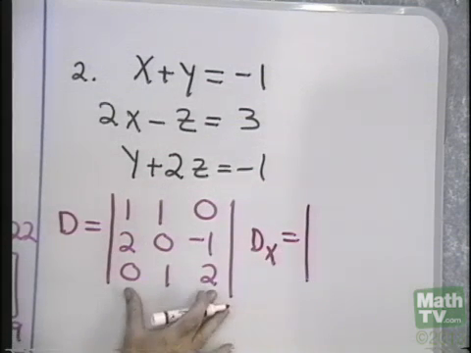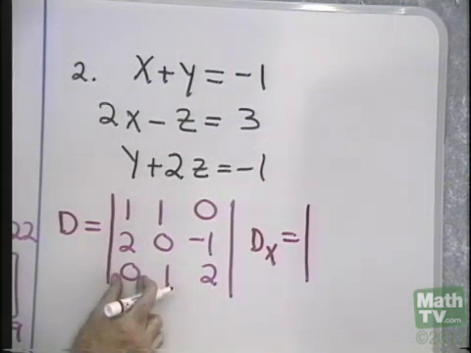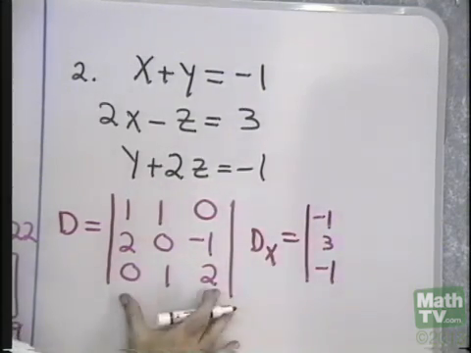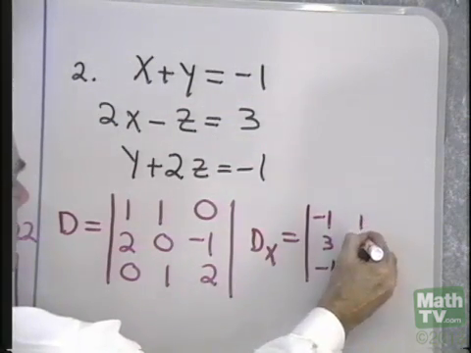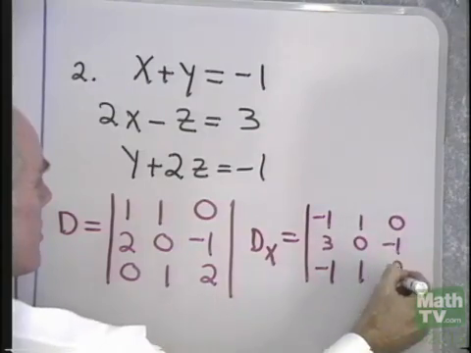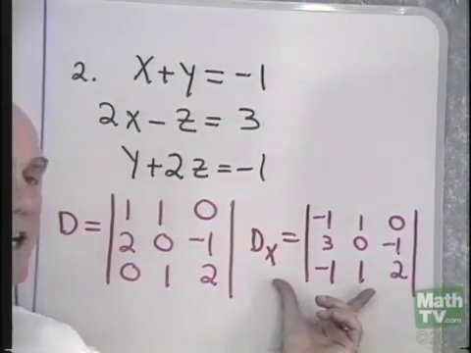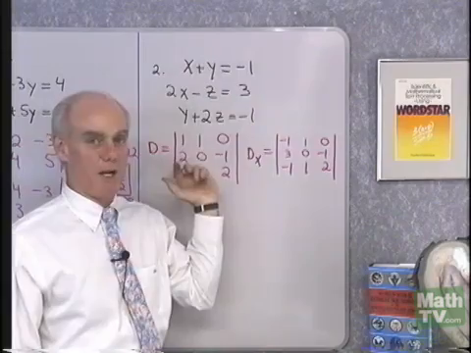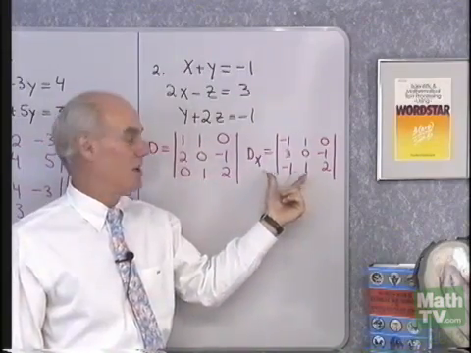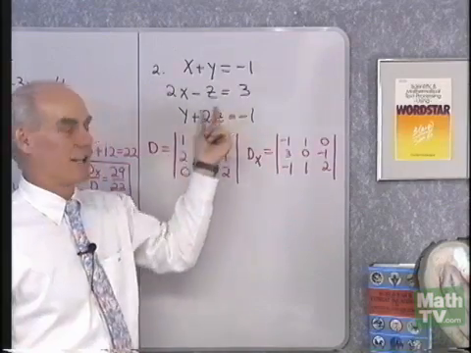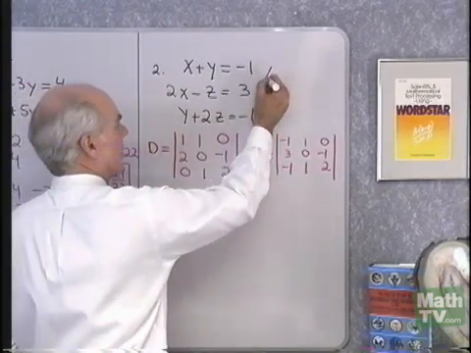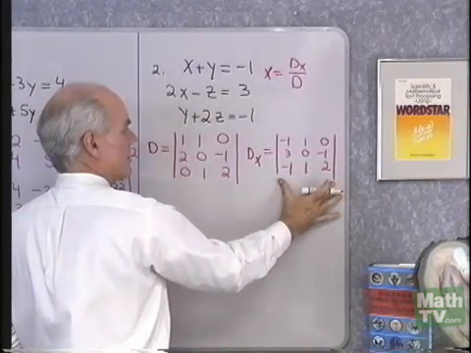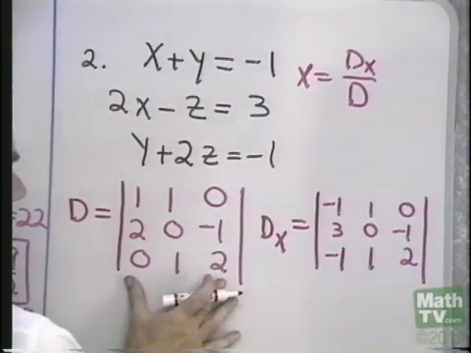d sub x will look just like this determinant, except that instead of these coefficients of x, I use the constant terms: -1, 3, -1. The rest of this determinant stays exactly the same: 1, 0, 1, 0, -1, 2. So that's d sub x, and now the x-coordinate of the point where these 3 planes intersect is d sub x divided by d. So if I evaluate this and evaluate this and take the ratio of d sub x to d, I get the x-coordinate of this system. So x is equal to d sub x divided by d, where d sub x is what I get when I evaluate this, and d is what I get when I evaluate this.